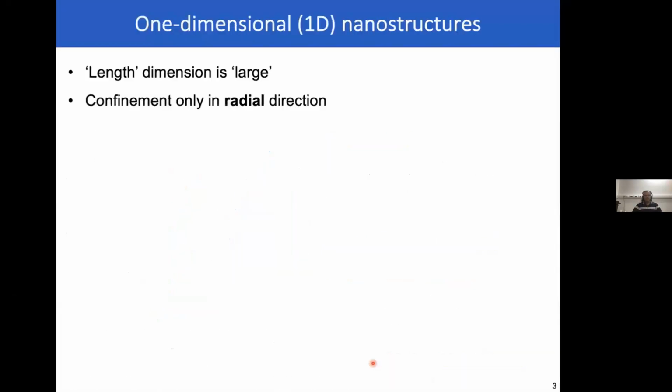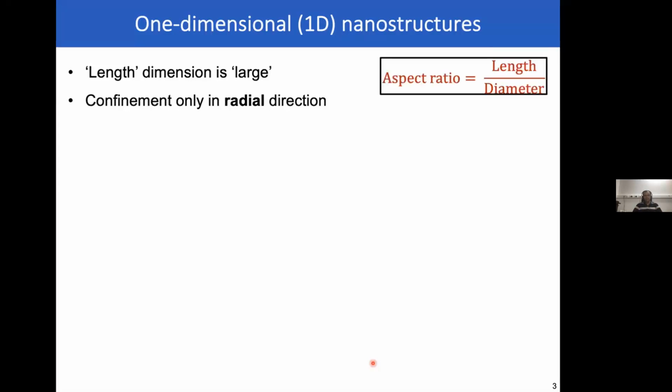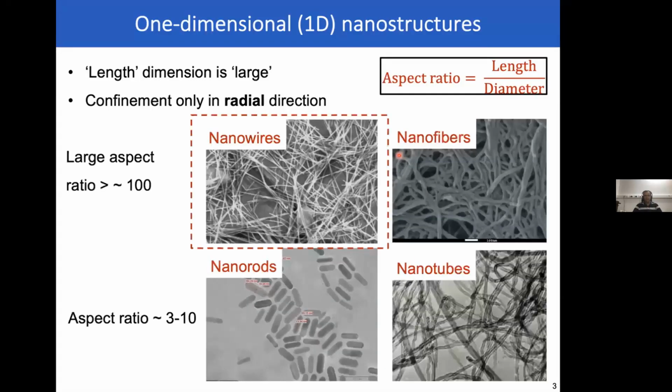So nanowires belong to a broad set of nanostructures that we call one-dimensional nanostructures. These are structures where the length is large. I'll tell you what large means in a minute. And the confinement happens in the diameter or in the radial direction. So we can define an aspect ratio for these structures, which is the ratio of the length to the diameter.